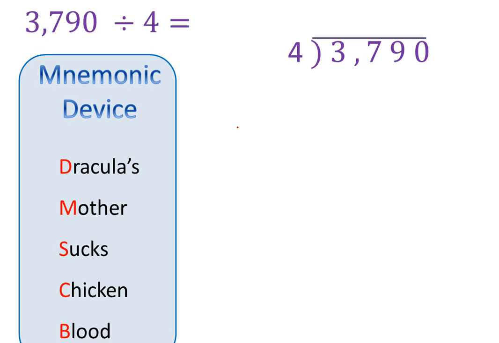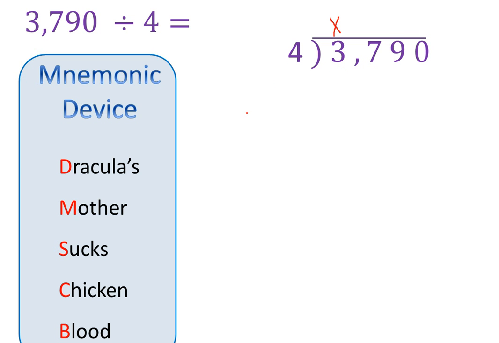Let's take a look. I approach the problem and I ask myself, 3 divided by 4 equals, and I go, wait a minute, I can't really do that well. So some people like to put a little X here to remind them not to write any number up above there because 3 cannot be divided by 4 at this point. So let's move on to 37.